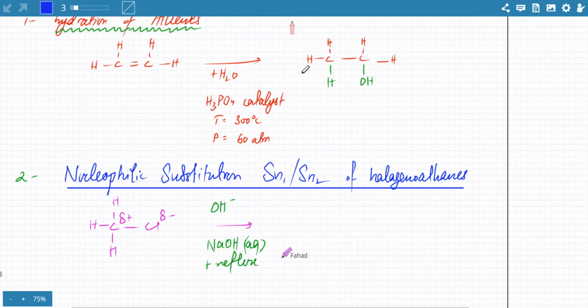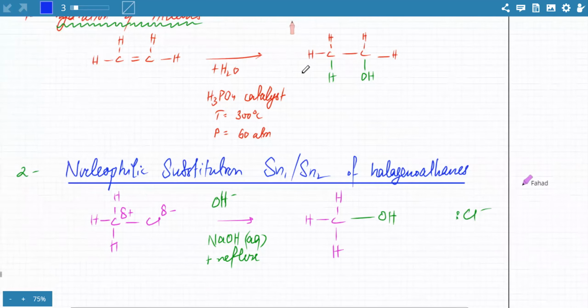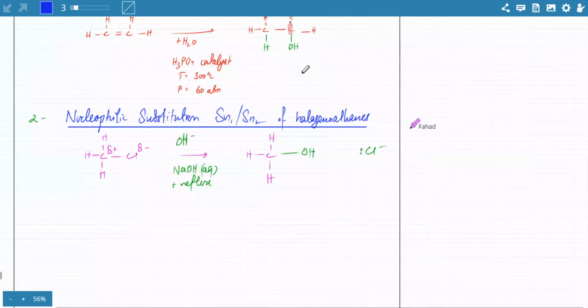So if you add that, the result would be the Cl would get substituted by OH, and that's it. And the Cl minus 1 would get knocked out. This was nucleophilic substitution, Sn1, Sn2. We did this in detail.